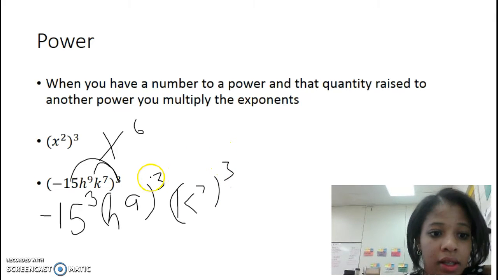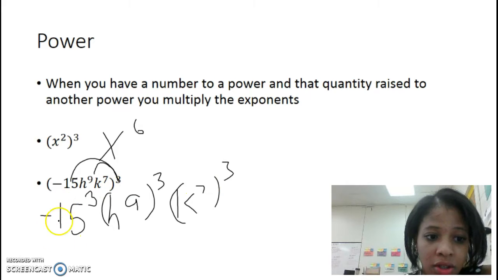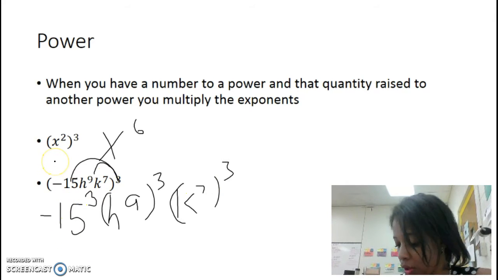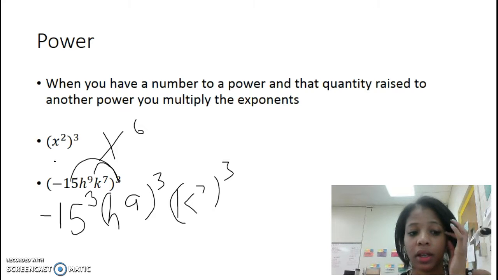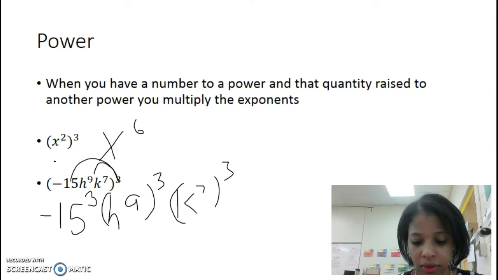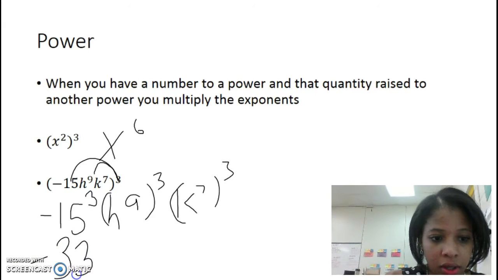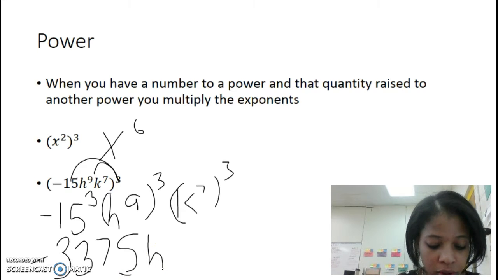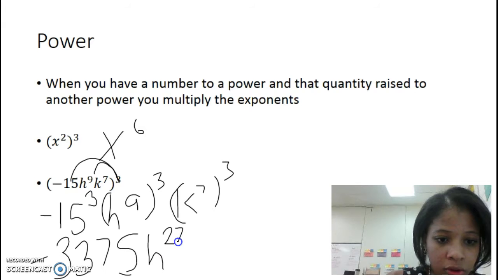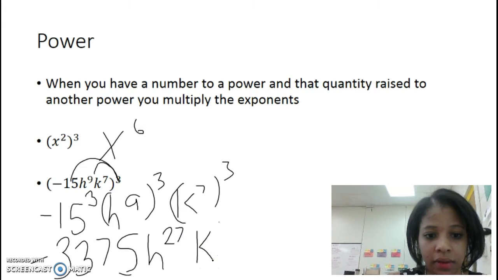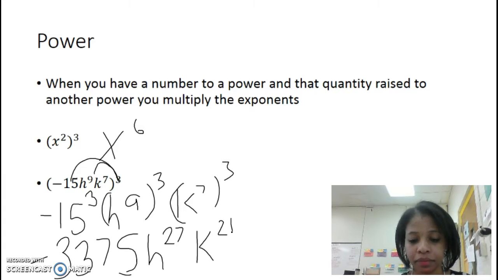So I need to multiply these exponents together, and then I just need to solve what is negative 15 to the 3rd power. So normally I would say whenever you square a number, it's going to be positive, but when you have a cube, if your number is negative, it's going to be negative. So 15 times 15 times 15 basically, but your answer is going to be negative. And that's going to give me negative 3,375. Then I'm going to keep my base of h, and 9 times 3 gives me 27. Keep my k, 7 times 3 gives me 21. Okay?